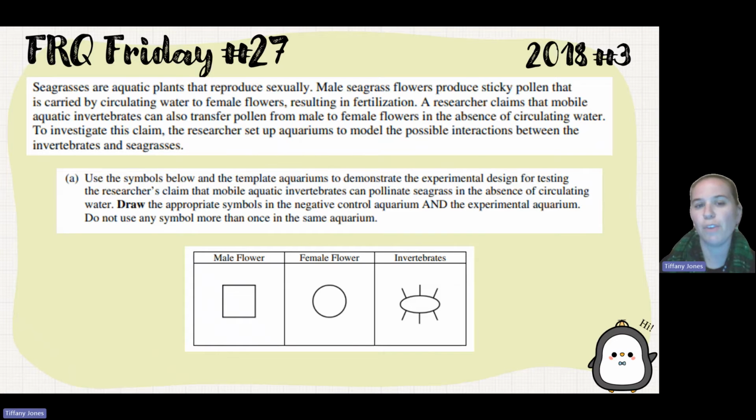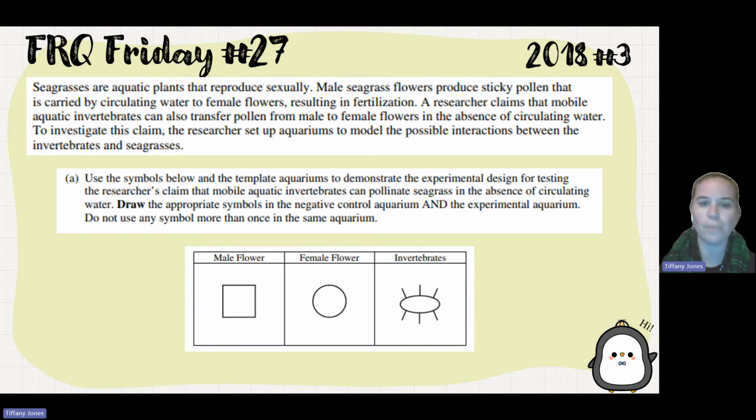Seagrass are aquatic plants that reproduce sexually. Male seagrass flowers produce sticky pollen that is carried by circulating water to female flowers, resulting in fertilization. A researcher claims that mobile aquatic invertebrates can also transfer pollen from male to female flowers in the absence of circulating water. To investigate this, the researcher sets up the aquarium to model the possible interactions between invertebrates and seagrasses.